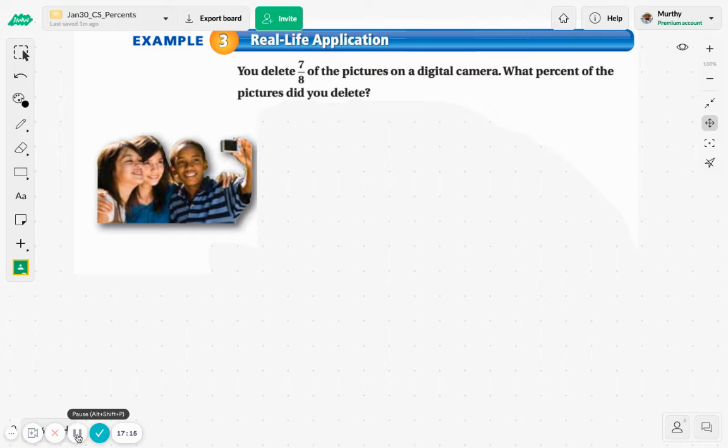Here it's mentioned that you delete 7/8 of the pictures on a digital camera. What percent of the pictures did you delete? So I always prefer to write everything in detail. Pics deleted equals 7/8.